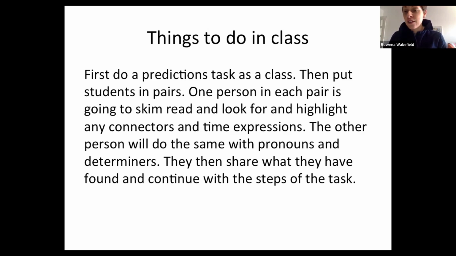So, things to do in class so you're not just doing the same technique and it's not boring. A few suggestions to make this a little more interesting. First, you would always start with the prediction task. Then, what I think is nice is to split your students into pairs. One person skim reads and looks for connectors and time expressions, and the other skims and looks for pronouns and determiners. They can then come together, share their information and work together to complete the task.